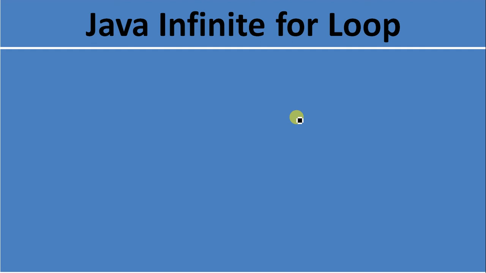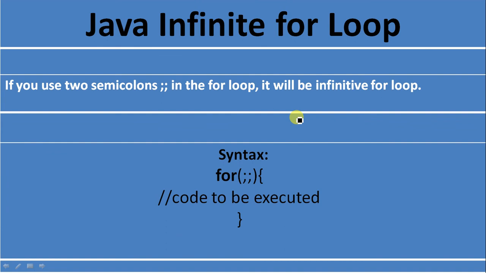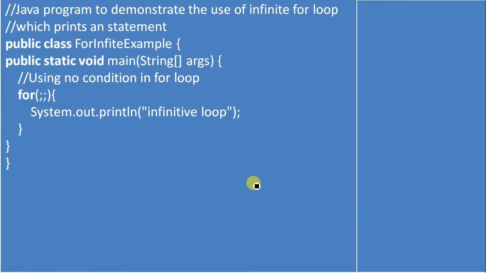Java infinite for loop is very simple. If you use two semicolons in the for loop, it will become an infinite for loop. What is the meaning of infinite loop? If you are not initializing any variable and you are not checking any condition, then that for loop will become an infinite for loop. So here is an example for Java infinite for loop.